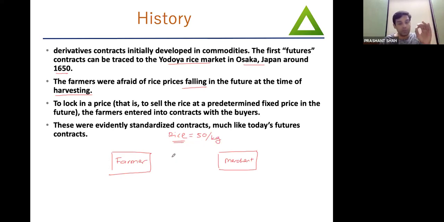Now, the farmer starts with agricultural activity, and on an average, it takes roughly 3 to 4 months for the rice to be ready.